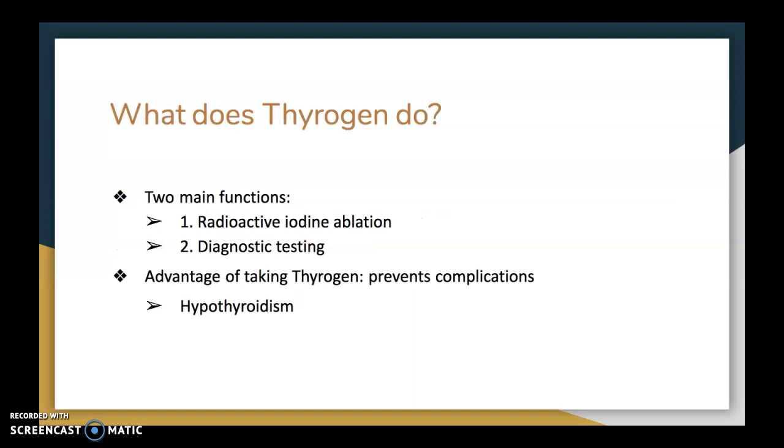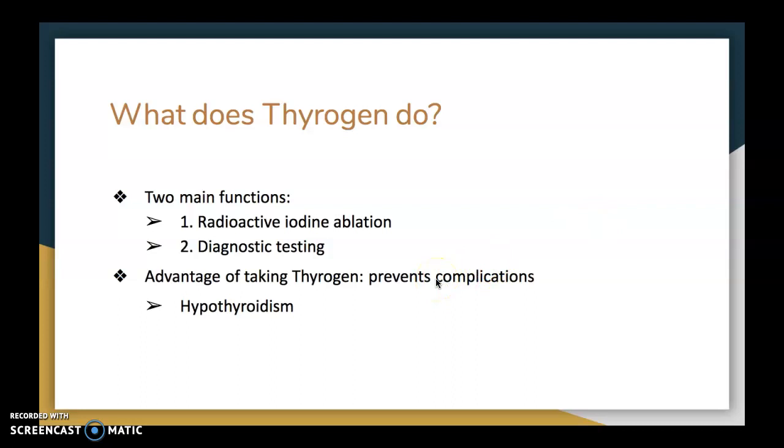Thyrogen has two main functions, like I mentioned previously. One is the radioactive iodine ablation. This is a process that's done to help patients prepare for treatment with a form of iodine, which removes leftover thyroid tissue in patients who've had surgery that took out their entire thyroid gland. So these patients have been diagnosed with thyroid cancer, and they've had to have their entire thyroid removed before they can have treatment.